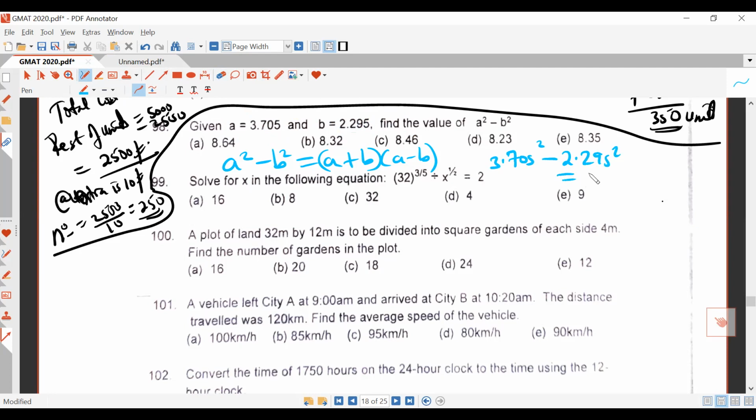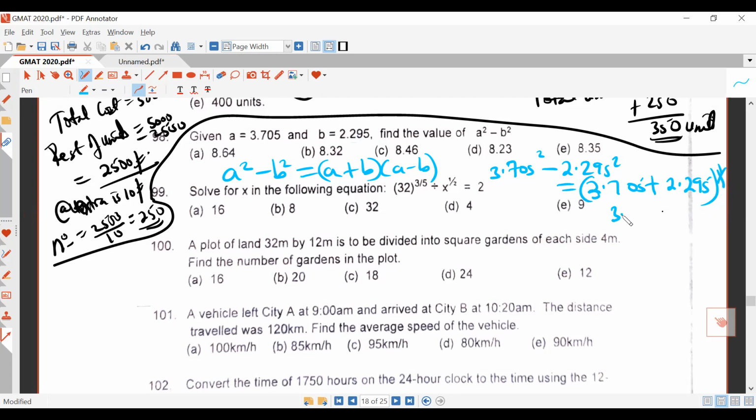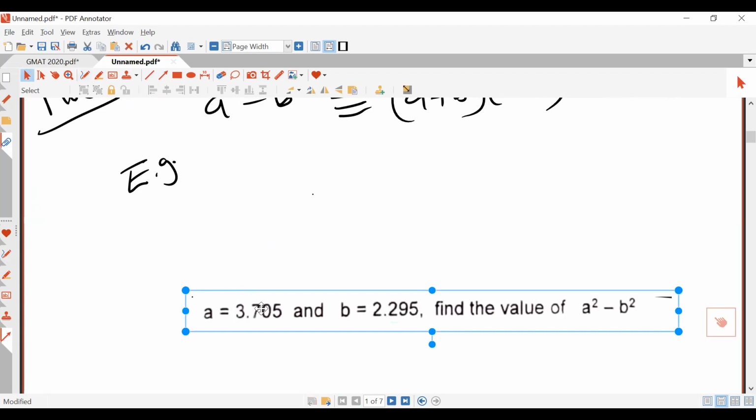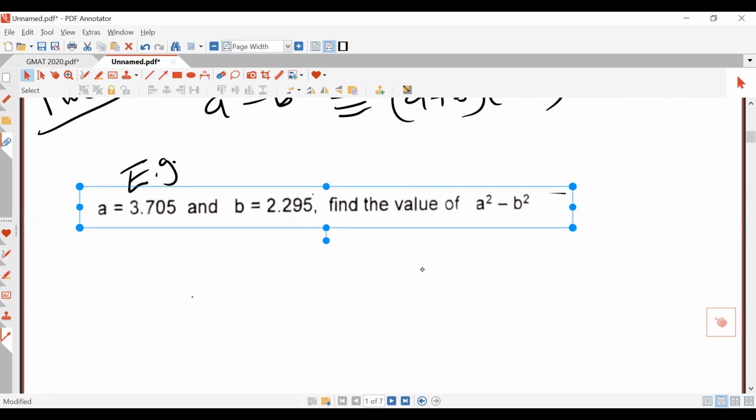So this is the same as 3.705 plus 2.295, then times 3.705 minus 2.295. I think let me just paste it to the other side. Let's just work from here. Yeah, it is here. So I hope that we can see this.